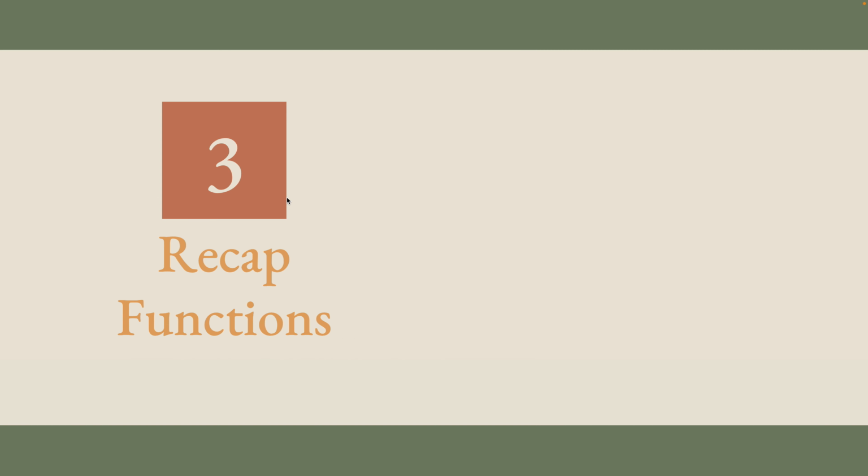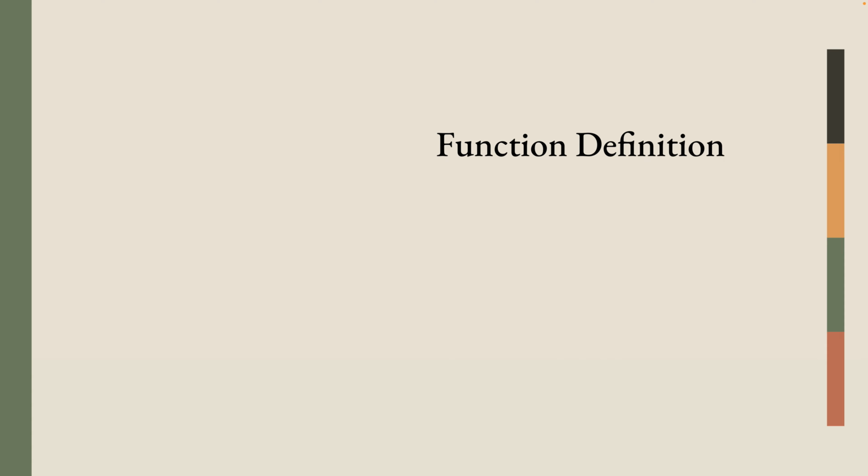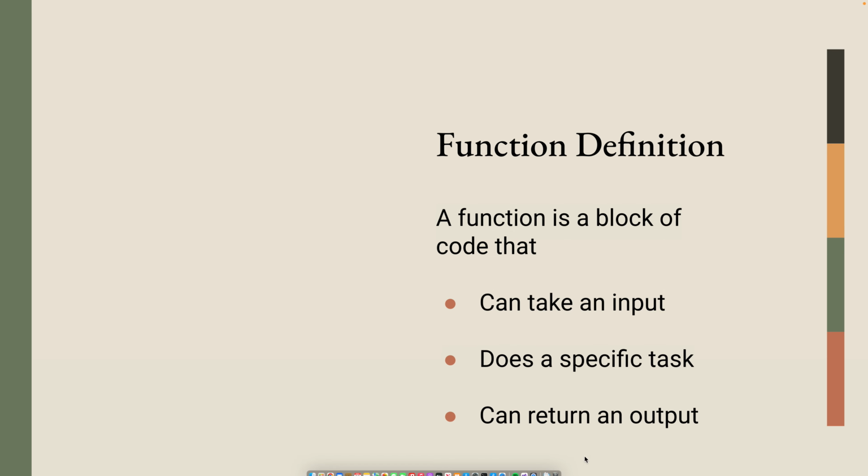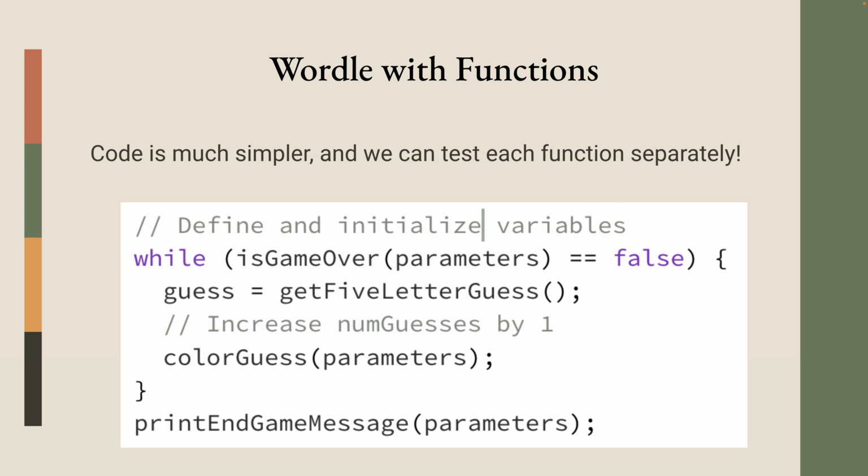Okay, final part, recapping functions. A function is a block of code that can optionally take an input, does a specific task, and can return an output. If a function doesn't return an output, what is the keyword return type that we put? Void. So instead of double and then the name, you would put void. Functions are super useful because they can make the code simpler, and we can test each part separately.